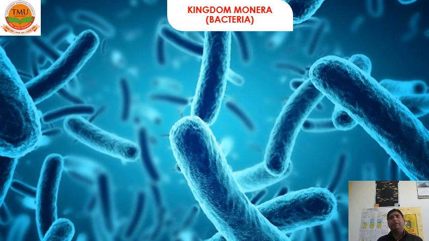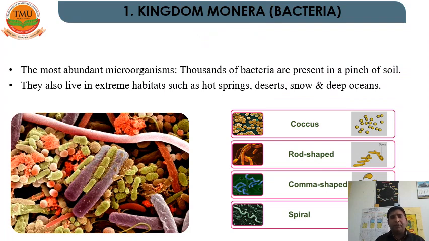Firstly, we will talk about bacteria that are included in kingdom Monera. Bacteria are very simple organisms. Most are unicellular, and these are most abundant. They can be found in soil, in air, and even in many extreme habitats where normal life cannot exist, like hot springs where temperature is more than 100 degrees, deserts, snow, and deep oceans.